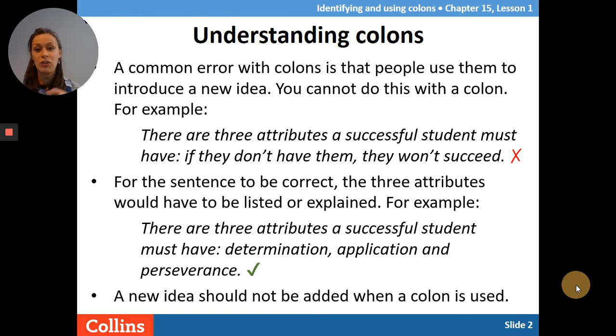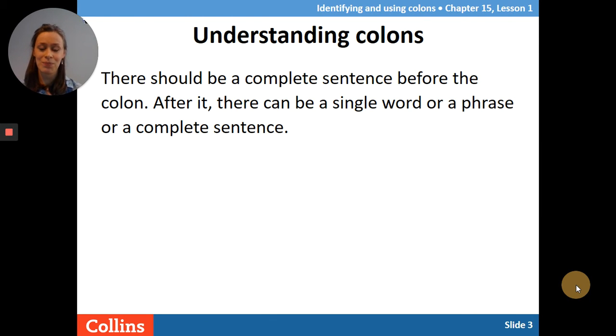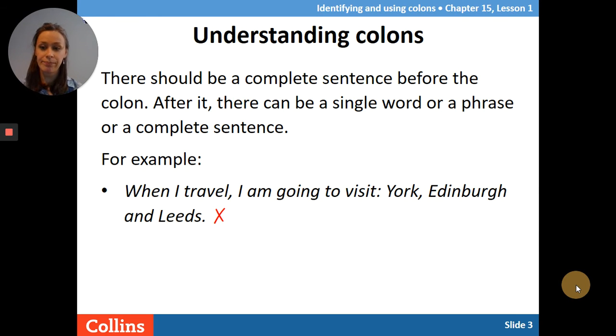But if we changed it like this, the 3 attributes it talks about in the first part of the sentence would need to be listed or explained. For example, there are 3 attributes a successful student must have: determination, application, and perseverance. A new idea should not be added when a colon is used. And importantly, there should be a complete sentence before the colon. After it, there can be just a single word or a phrase or a whole complete sentence again.